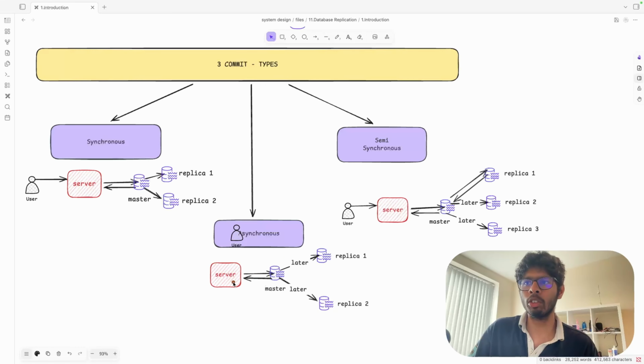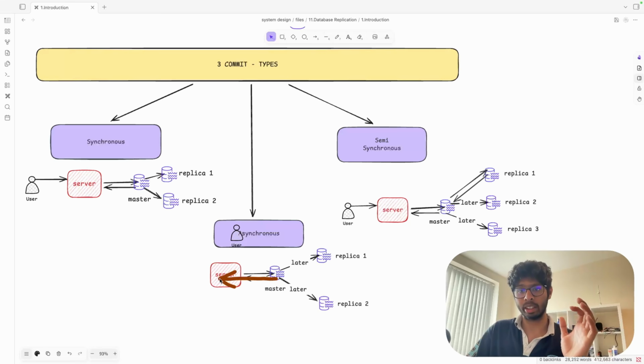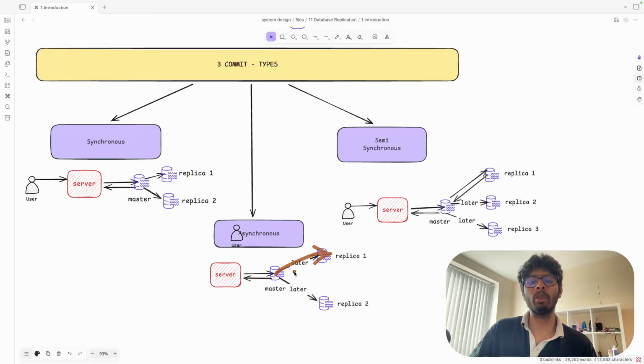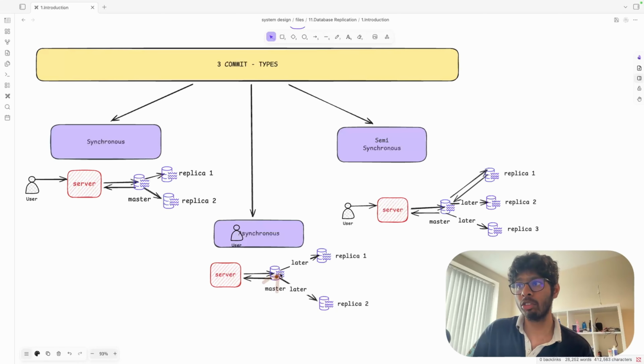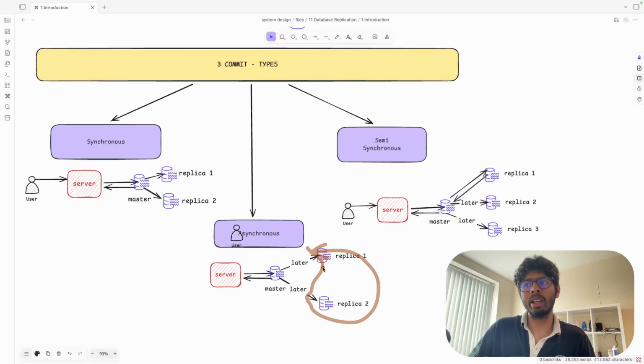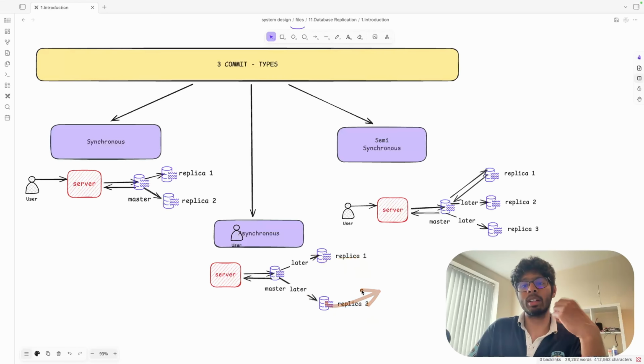In the asynchronous one, what happens? Whenever the server sends a request, the master returns instantly. Later, with the help of a cron job, a scheduler, or write ahead logging, it will sync with the replicas. So the replicas will get the data with the help of one of these techniques, and they will get into sync after some time. So in the asynchronous one, we'll get the data, but after some time.